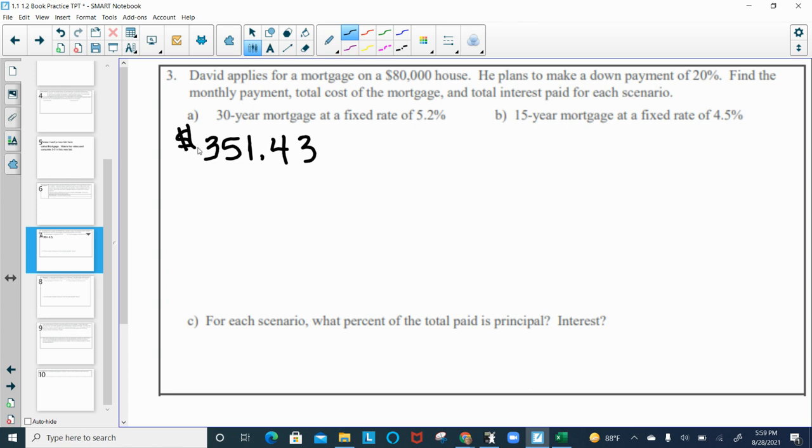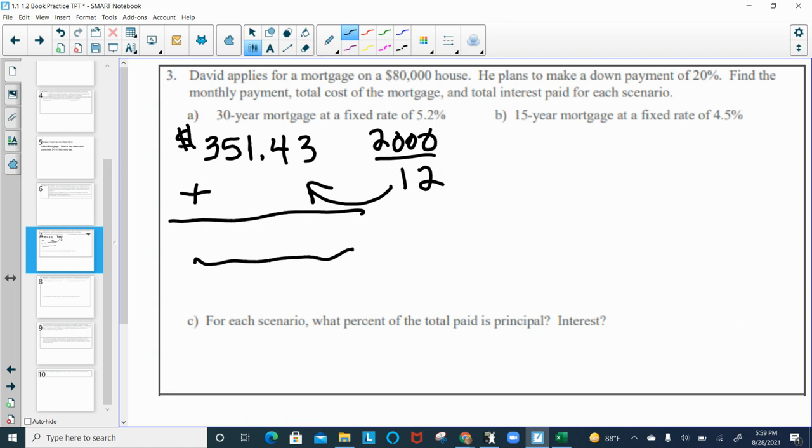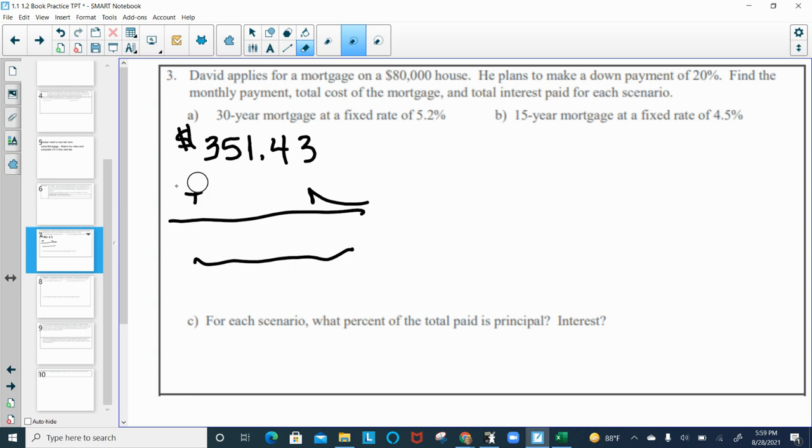If they did, what we would have to do is add it up for the year and divide it by 12 and then add it to this amount. So let's say you had $2,000. I just pulled that number out of the air. You would have to take 2,000 and divide that by 12. That's your homeowners and your property taxes. And then you would add that and you would get a new monthly payment. We do not have that in this problem, so I am not going to do that here.